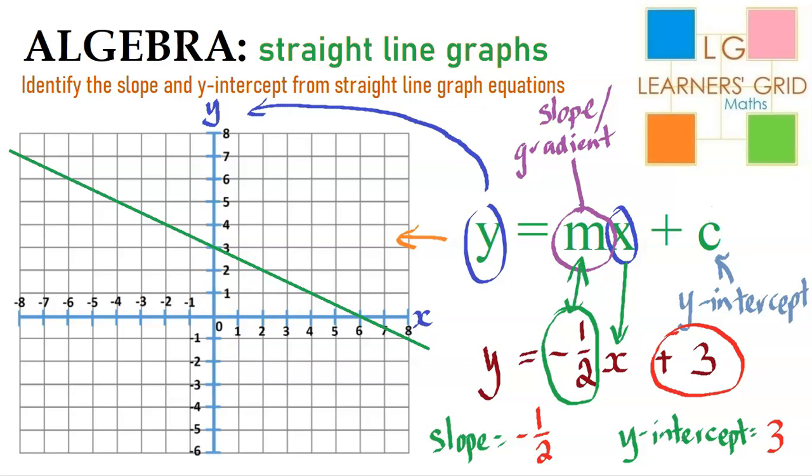Okay, so that is the absolute basics of identifying the slope and the y-intercept from an equation. I hope you found that relatively straightforward to understand, and good luck.